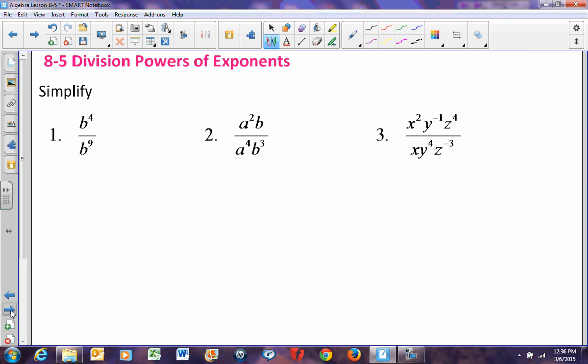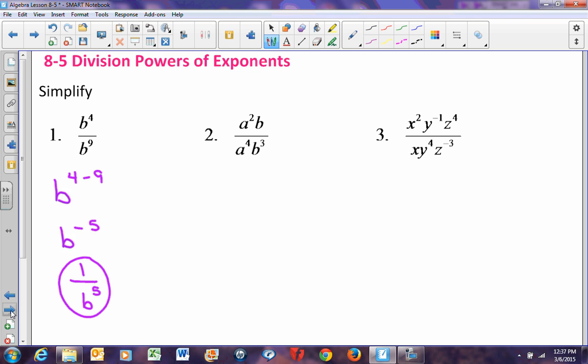I'm going to simplify b to the 4th divided by b to the 9th. First thing I'm going to do, I'm going to just simply look at it and go, okay, b to the 4th divided by b to the 9th is same base, so it's going to be b to the 4 minus 9, which is going to become b to the negative 5th power, but I cannot leave it as a negative exponent, so that becomes 1 over b to the 5th power. And we're done.